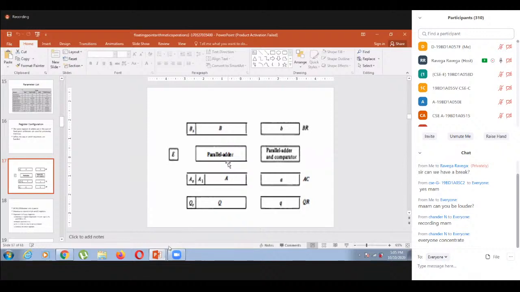Next, parallel adder and comparator. This can be used for performing the addition of the exponent values. The exponent value addition can be performed by using the parallel adder and comparator, and the result will be stored in the small a register.